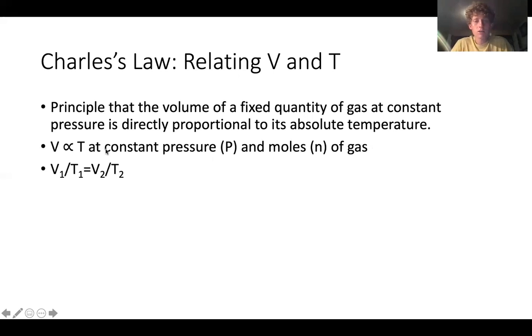So the next law is Charles's law, which relates volume and temperature. So I'll read this again. Principle that the volume of a fixed quantity of gas at a constant pressure is directly proportional to its absolute temperature. So volume is directly proportional to temperature at a constant pressure and moles of gas. And then this is kind of the same idea with this equation at the third bullet point, solving for a missing variable if you have one. So if you have, say, an initial volume, then a final volume, and then a final temperature, but you're missing your initial temperature, and you have constant pressure and constant moles of the gas, you can solve for that initial temperature. So that's volume 1 divided by temperature 1 is equal to volume 2 divided by temperature 2. And you can manipulate this equation so you can solve easier for the missing variable.